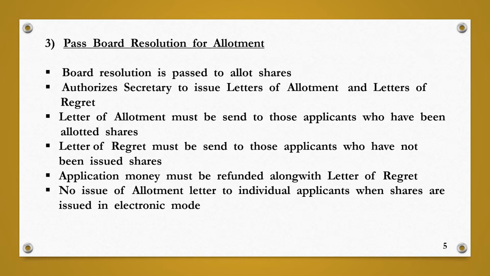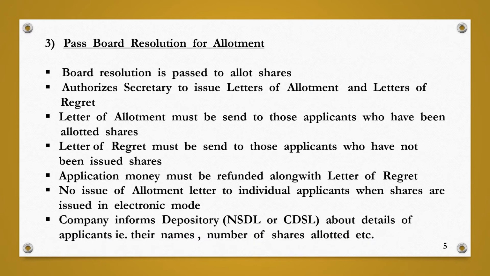Now, this method of sending allotment letter and regret letter is adopted when the company issues shares in physical form. However, if the company issues shares in electronic mode, or computerized form, in that case it does not send allotment letter to each and every individual applicant. It just informs the respective depository, that is NSDL or CDSL, about the allotment of shares.